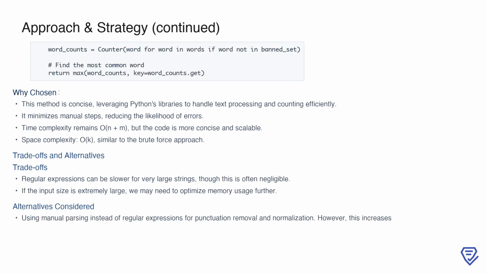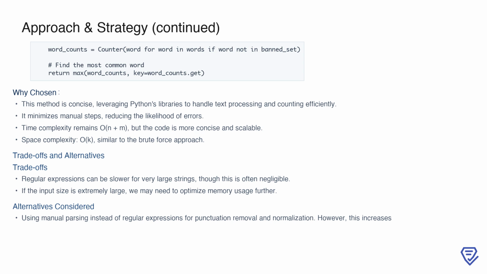In the optimized implementation, we first use the re.findall function to normalize the paragraph by converting it to lowercase and extracting words while ignoring punctuation. The banned words are stored in a set to allow for fast lookups. Then, we use collections Counter to count the frequency of each word, excluding any words found in the banned set.